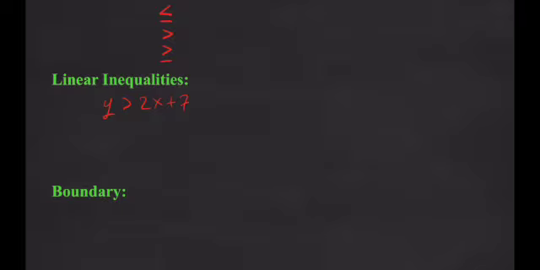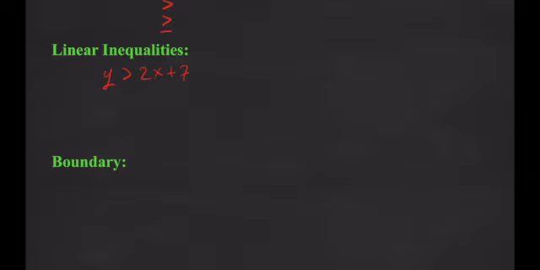place of it. Boundary. A boundary is a line, especially for a linear equation, it's a line that separates the solutions from the non-solutions. Okay, so we're going to say a line that separates the solutions from the non-solutions.